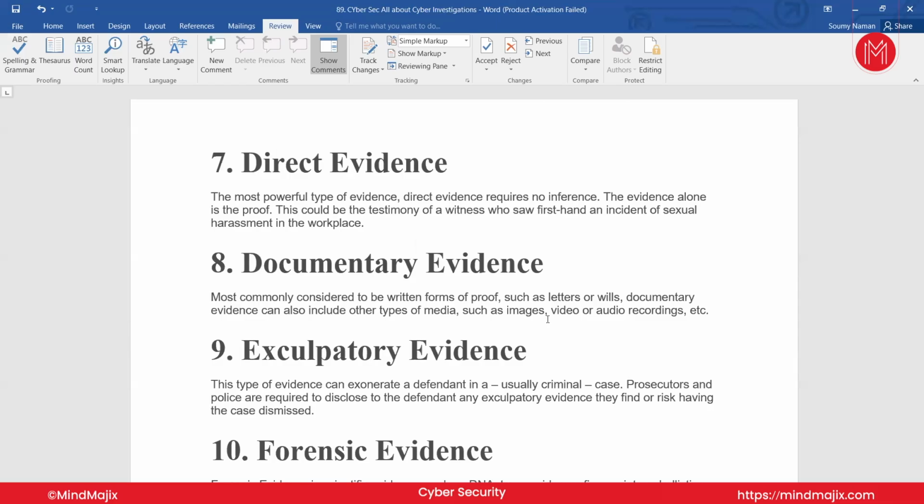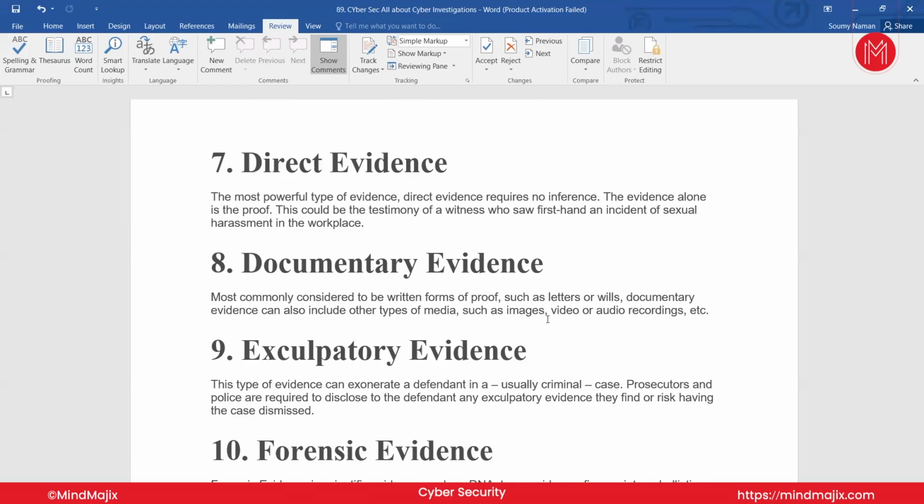These are the most powerful type of evidence because they do not require any kind of inference. They do not do any kind of working on them. They are alone able to prove something. Because of this, you can understand some of the example as the testimony of a witness who saw firsthand an incident of sexual harassment in a workplace itself.